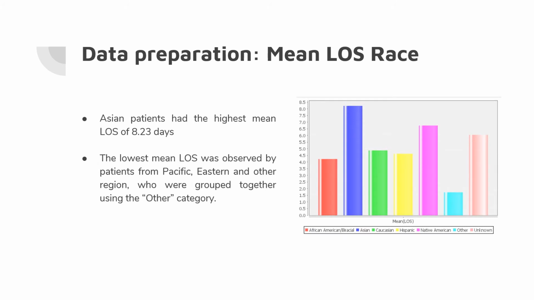Next, we're looking at the mean LOS for race. In the bar chart, you can see that the Asian race category has the highest mean LOS of almost 8 days, while the category with the lowest mean LOS is the parent category that we created, other, which includes Pacific Eastern race types.